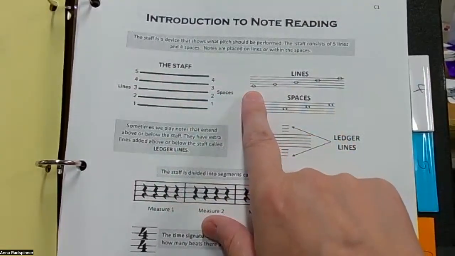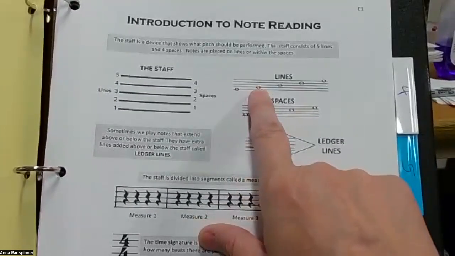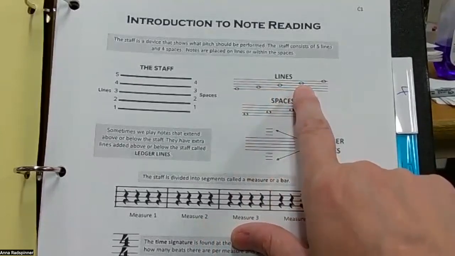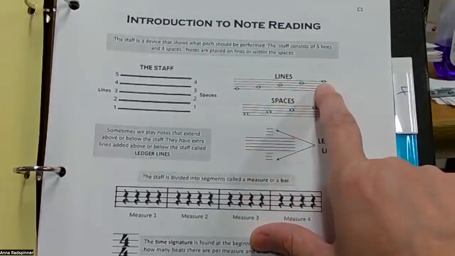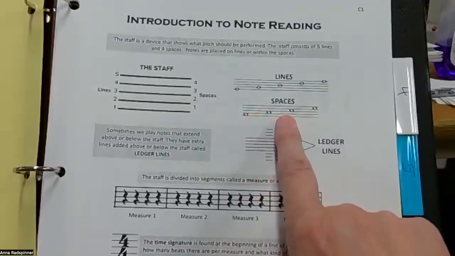Now we have notes that are on the line, and they've got the lines running right through those note heads. Sometimes the notes are open like this, like these are whole notes, but sometimes they're closed up as well. These notes right here are all in the space.